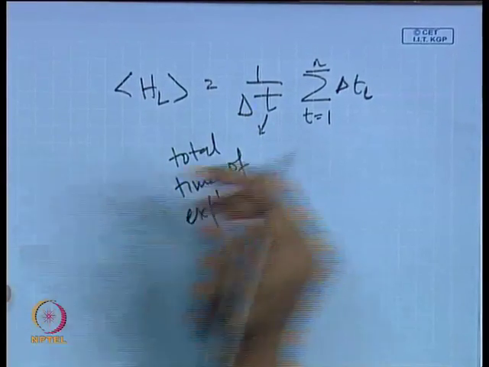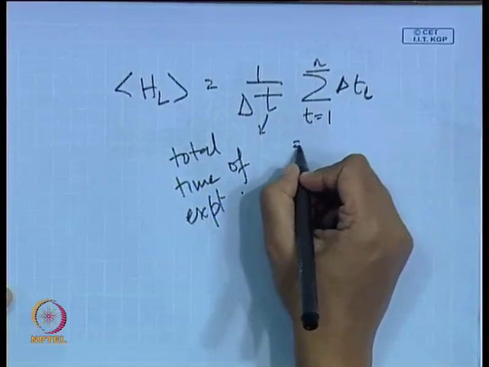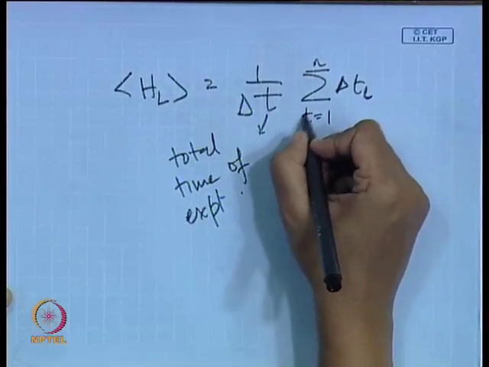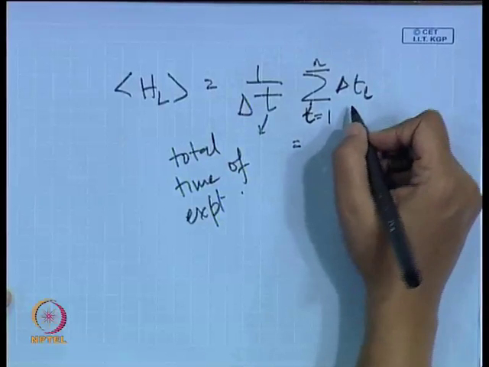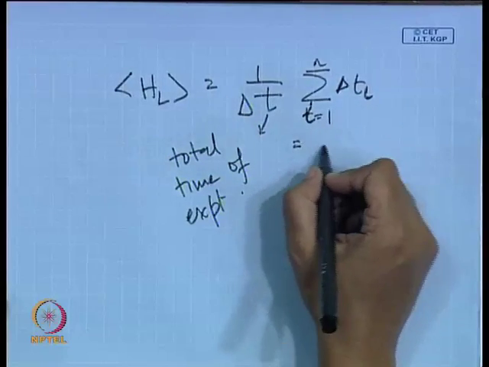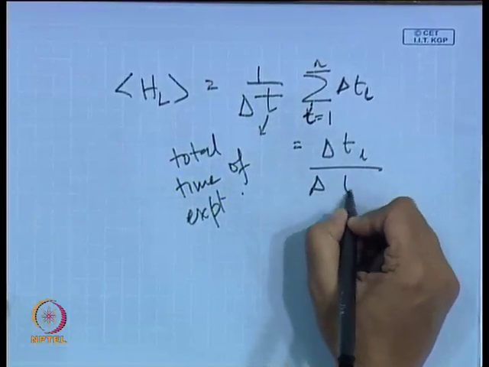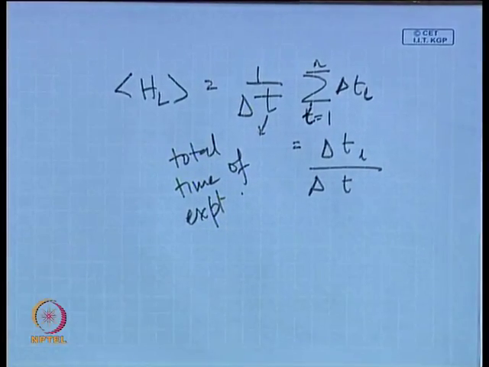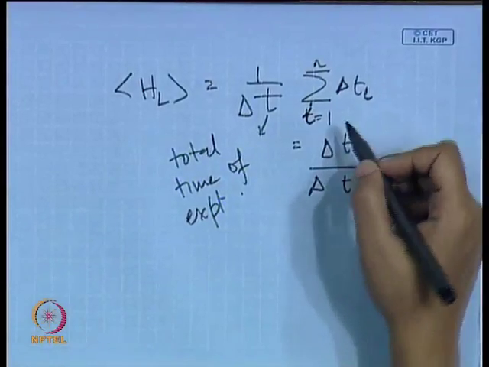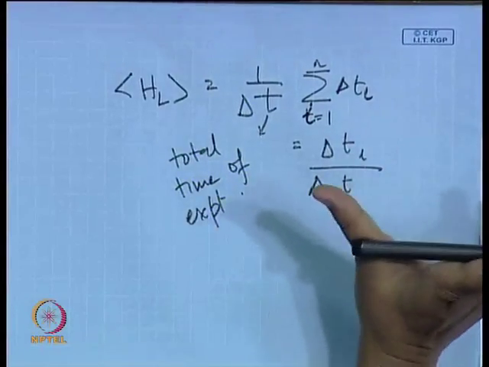Or in other words, this gives you delta T L by delta T, the total time of experiments. So what does it give you? Suppose you have performed the experiment for say 3 minutes. Out of that 3 minutes, when you are measuring at a point, it is either going to give you a 0 void fraction or unit void fraction.